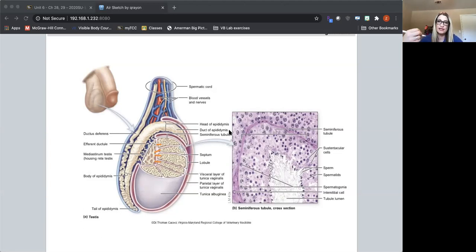Straight tubules then lead the sperm into this network of tubules that you see here. See how they're kind of interconnected? That is the rete testis. Rete testis is in the mediastinum testis, which is just an anatomical region holding the rete testis here. From the rete testis, sperm exit through the efferent ductules, sometimes just called efferent ducts. And then those lead the sperm into the tubules of the epididymis.